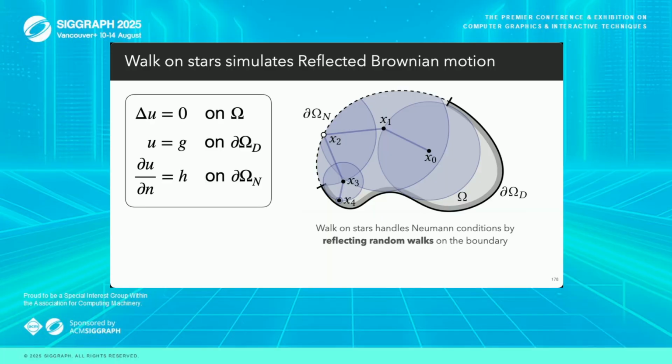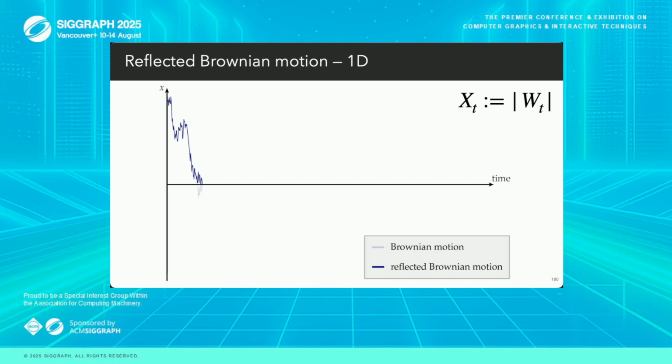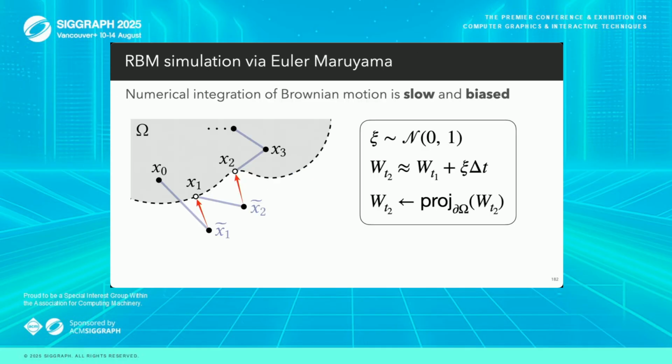So as a concrete example, the insight of performing reflections on the Neumann boundary with walk-on stars came from the literature on stochastic differential equations, where Brownian motion is absorbed on the Dirichlet boundary and reflected off the Neumann boundary. On a 1D half-line, reflected Brownian motion is formally defined as the absolute value of ordinary Brownian motion. This definition extends to polyhedral domains as well, where Brownian motion is reflected back into the domain across any face it crosses. So we can simulate this reflected Brownian motion using standard numerical integration schemes, such as Euler-Maruyama.